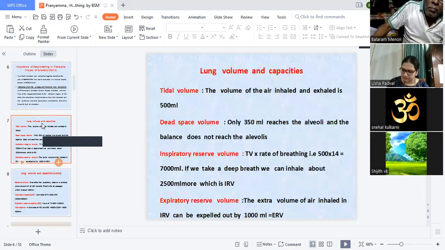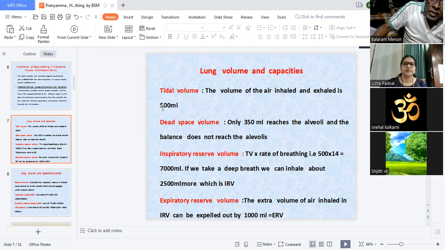Now we come to the medical part. Tidal volume: the volume of air inhaled and exhaled is 500 ml. Only 350 ml reaches the alveolus out of 500 ml, and the balance does not reach the alveolus. Tidal volume into the rate of breathing, that is 500 into 14, is equal to 7,000 ml.